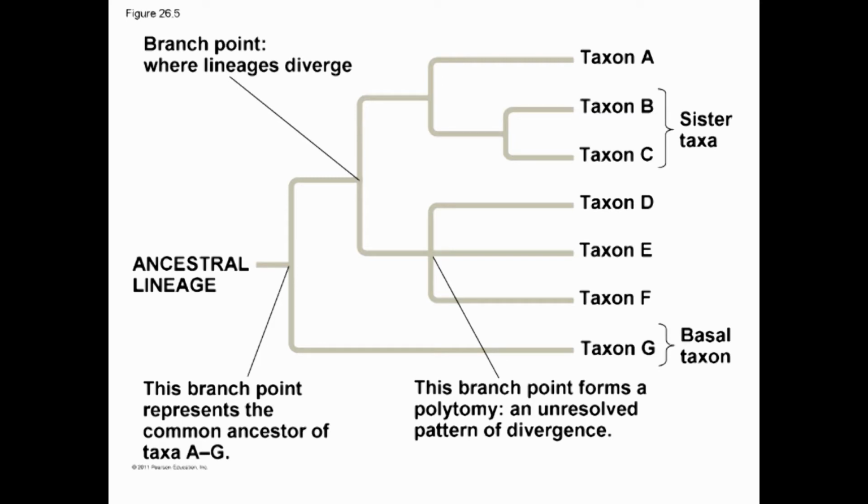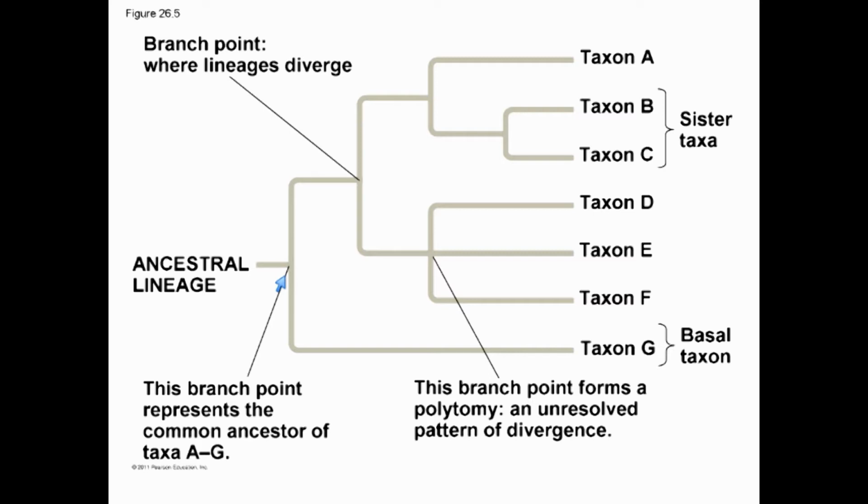Okay, so this is figure 26.5 in your book. Here we have, in essence, that common ancestor. Okay, so this is the root of our tree. So this is our common ancestor, and we're going to diverge into two branches here. One branch is going to become taxon G. Now, taxon G is going to be considered the basal taxon because this particular species has remained unchanged from the time that it diverged from that common ancestor.